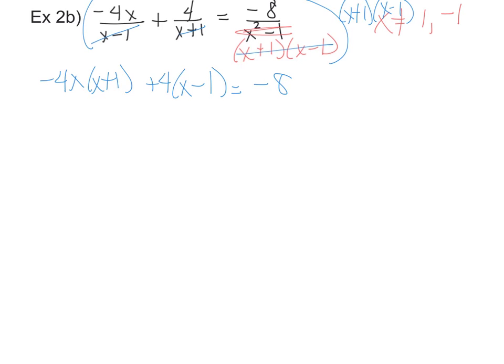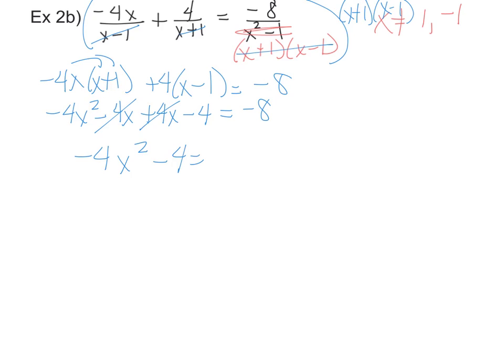Then you simplify. So when you distribute, I'm left with a negative 4x squared minus 4x plus 4x minus 4 equals a negative 8. A negative 4x and a positive 4x is 0. So you have a negative 4x squared minus 4 equals a negative 8. I'm going to add 4 to both sides, because remember, there are several ways to solve a quadratic. Setting it equal to 0 is one, but when you just have a squared term and that's it, you can always use the square root property.